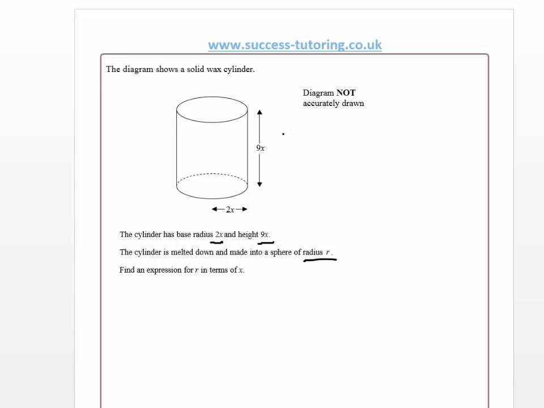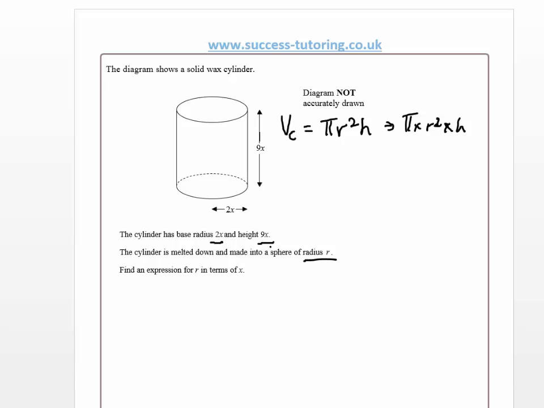The first bit of information we need to memorize is the volume of a cylinder. So I'm going to put VC is equal to pi r squared h. This means pi times r squared times height. Okay, I'll write it here as well. This is what it means: pi times r squared times h.